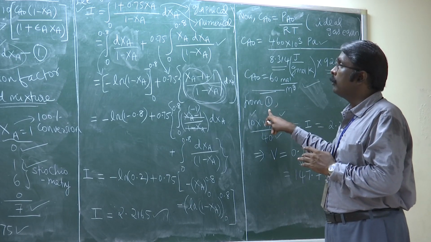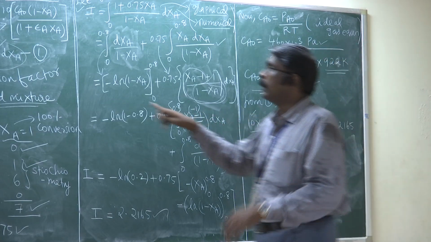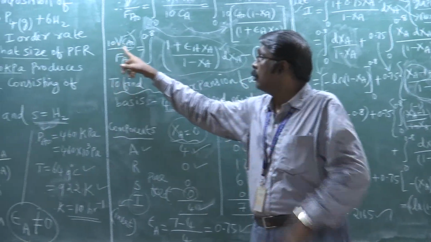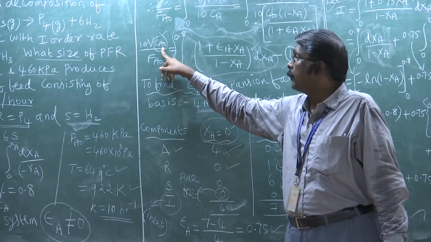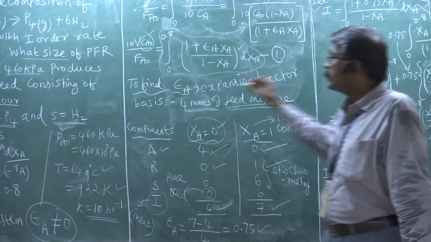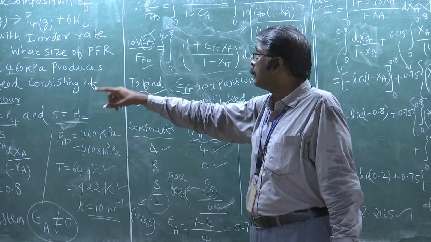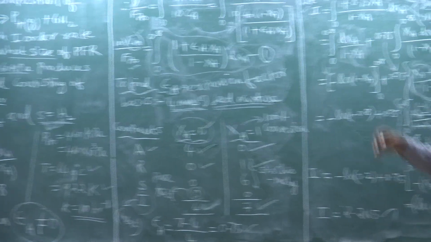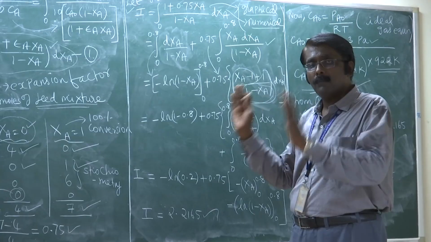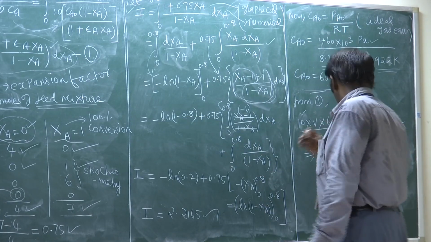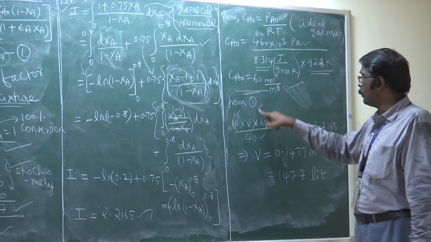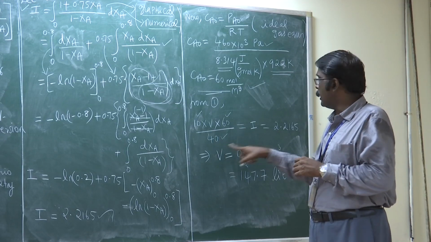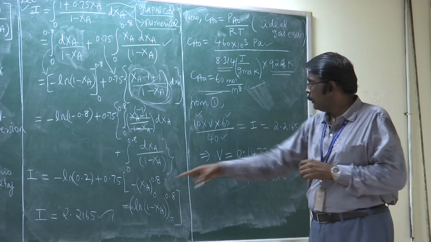Now we have to use equation 1 to find the value of V. In equation 1, tau is the rate constant value, V is the unknown, C_A0 is 60 mole per meter cube, which we just got. F_A0 is the molar feed rate, given as 40 moles per hour. The integration value we also got, 2.2165. Since all other values are known, substitute the known values in equation 1 and get the value of the volume. That is what is shown here in this calculation.